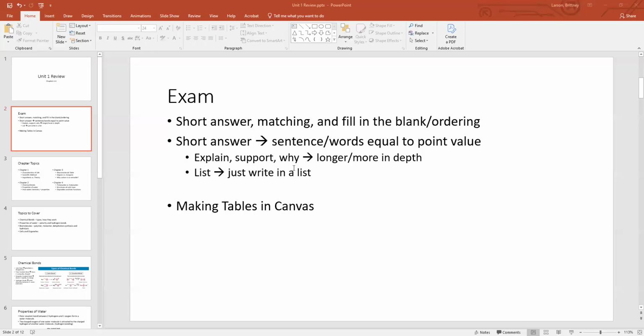And I like doing ordering questions too, especially when we're talking about things like the biological organization from smallest to largest or the steps of the scientific method, rather than having you write it out. A lot of times I have it in there as ordering. And then short answer questions.